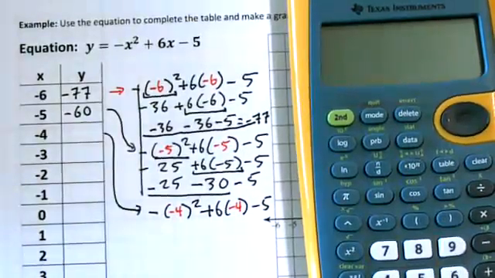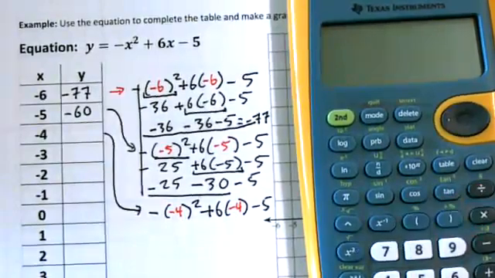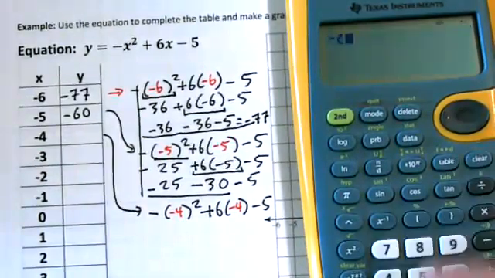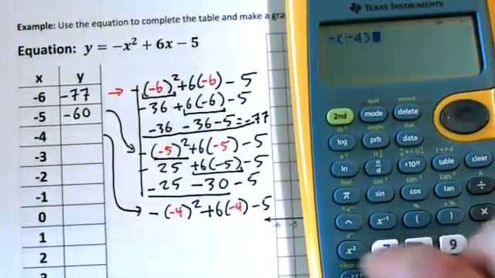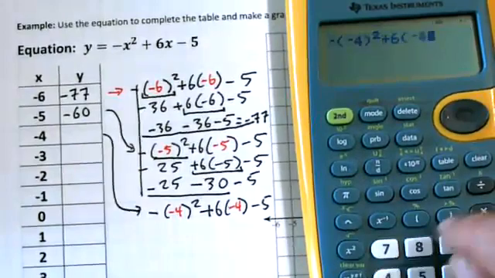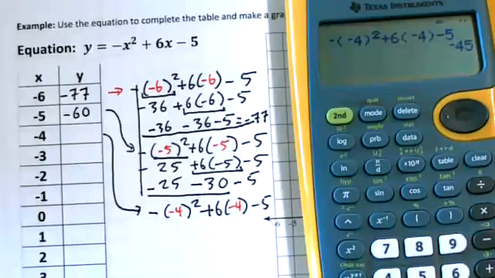By the way, if you're looking for the square button, it's right here. The one that says x squared, that's what you're going to do to get your square. So I need everybody right now to type this in. Negative parentheses, negative 4 squared plus 6 parentheses, negative 4 minus 5. Type it in, hit enter, and you should be getting negative 45.